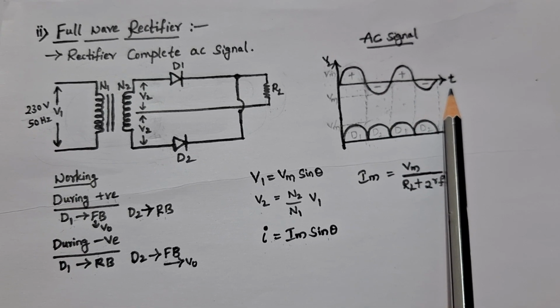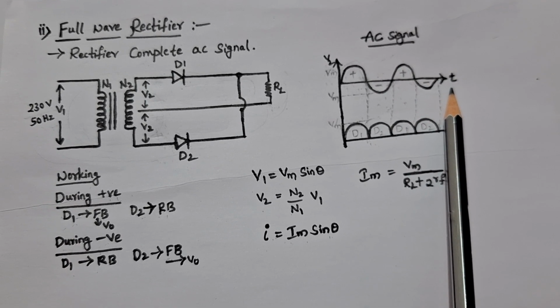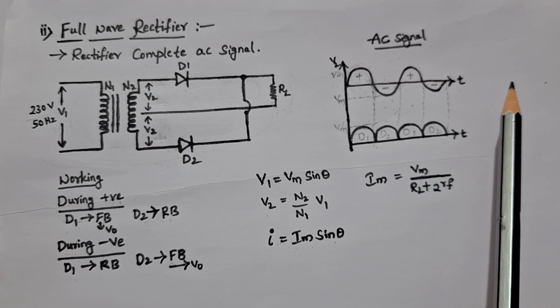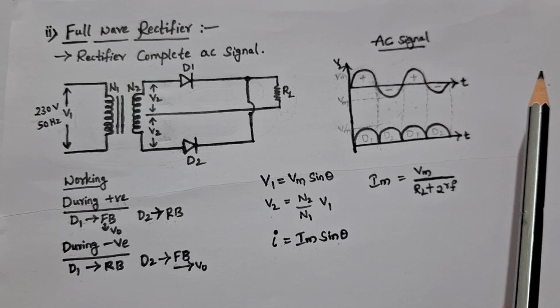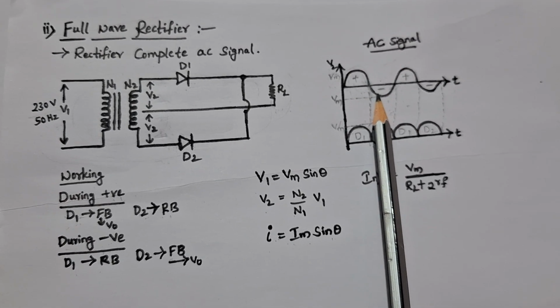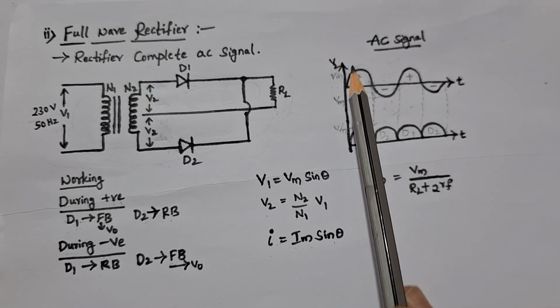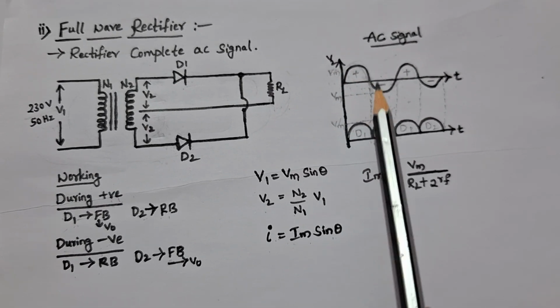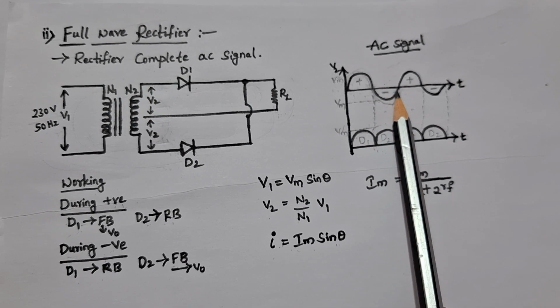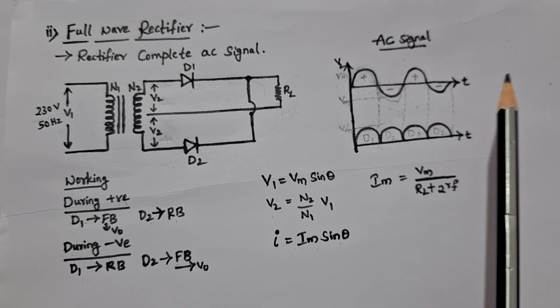So from the definition of full wave rectifier, it rectifies both the positive as well as the negative half of the input cycle. So if we consider one positive and one negative, that is one complete waveform. That's why the name is full wave rectifier.